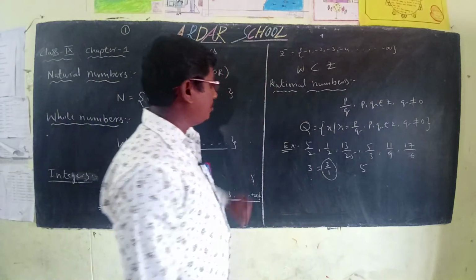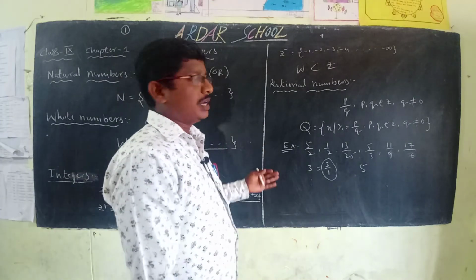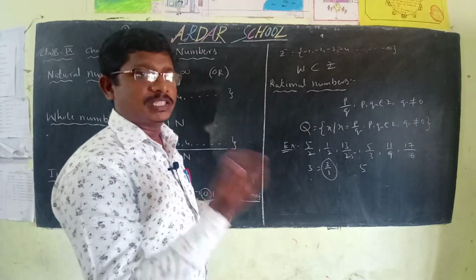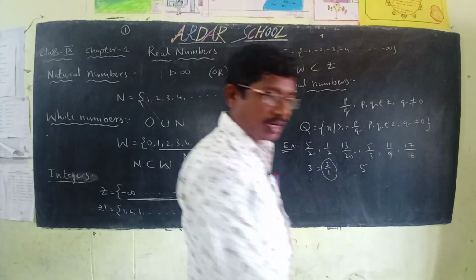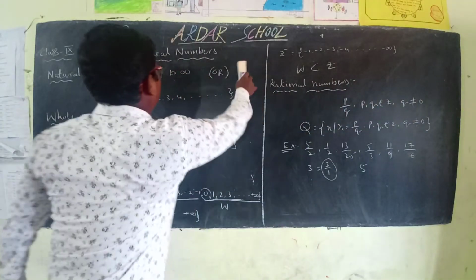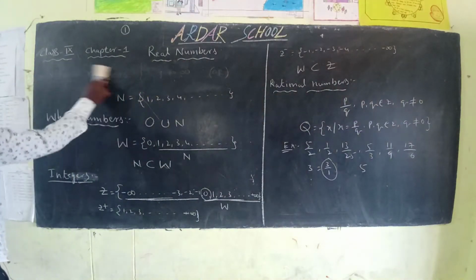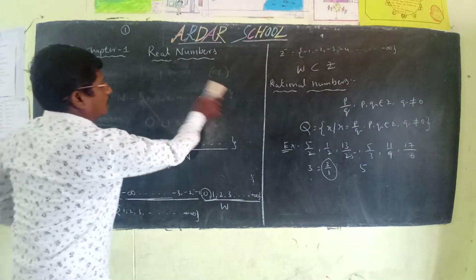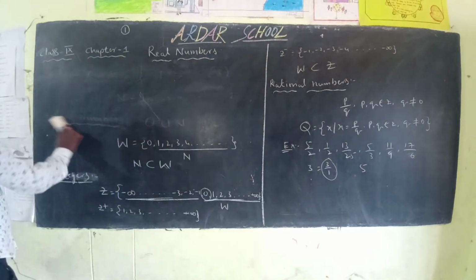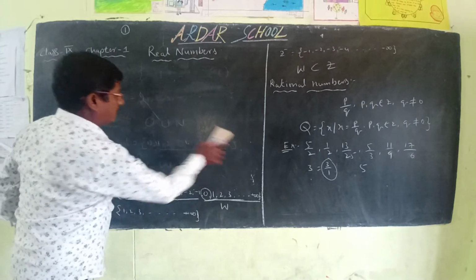Now I will discuss that every rational number can be expressed as a decimal. How do we convert rational numbers into decimals? Now I will discuss how to convert rational numbers into decimals.